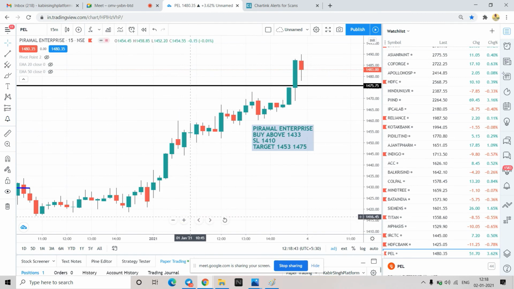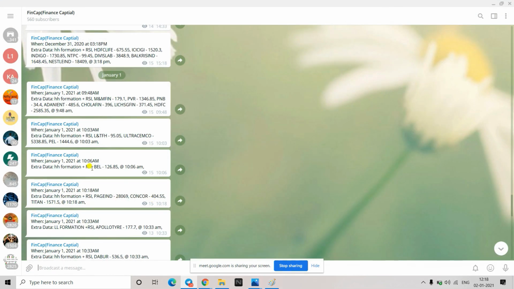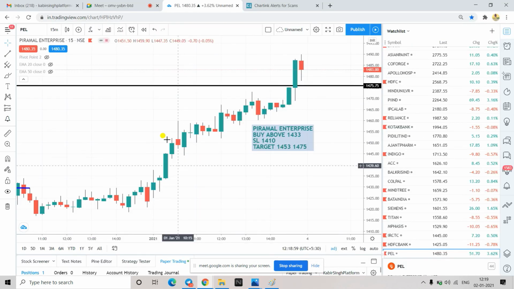So we keep getting alerts whenever the day high or day low breaks. PEL we got at 144 around, or at 10:30 in the alert. So I'll tell you when we got. So in this, at around 10:03 we got.